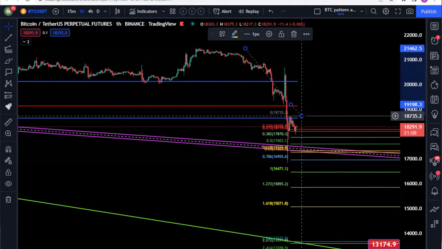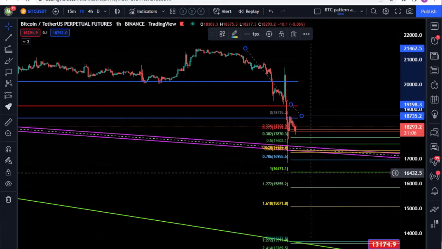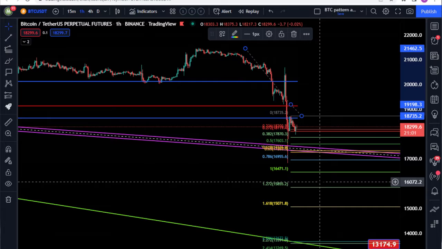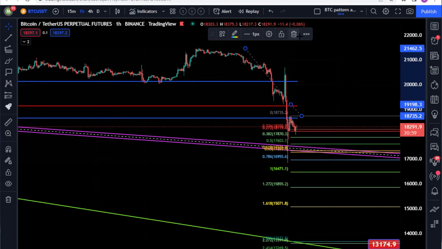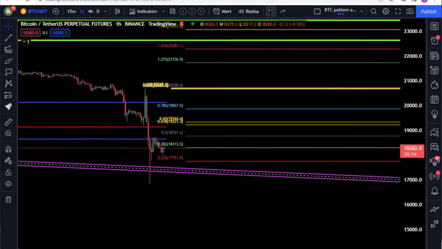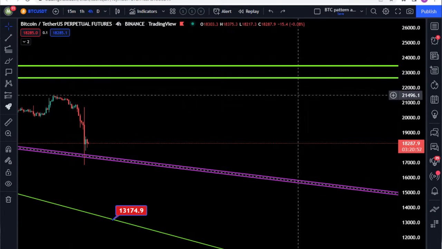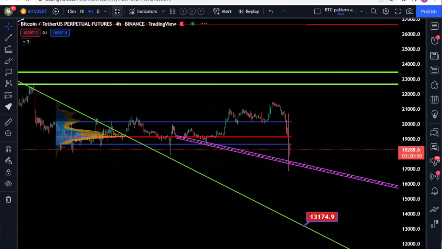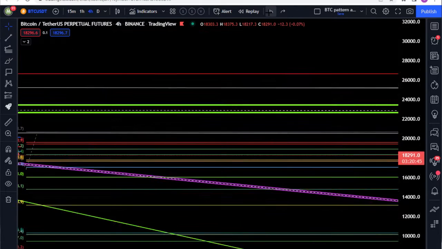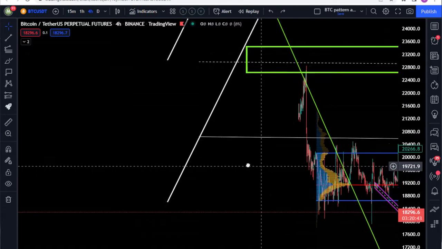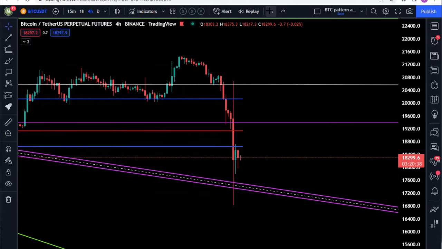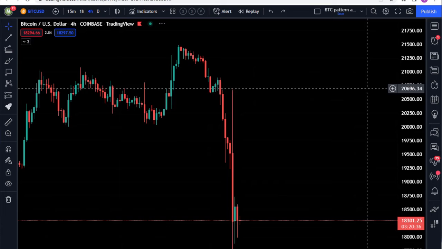The wave 5 could go to the 1-to-1 extension at 16,471 or 15,071 as 1.618. That would be a deep wave 5. We need to know that we will have a bounce after this extended move to the downside. A bounce is inevitable. We need to have a relief rally. How deep will that relief rally go is for us to see. But we have the POC. Let me bring everything back.